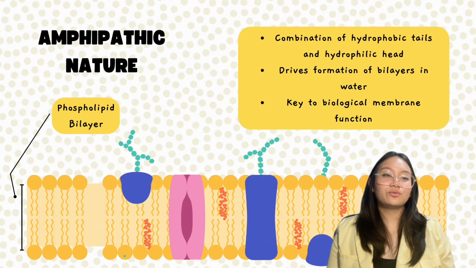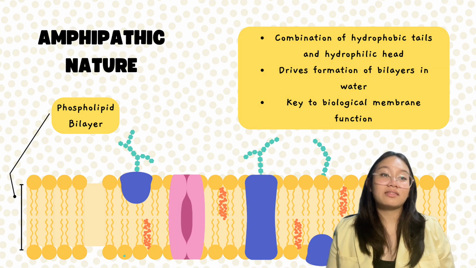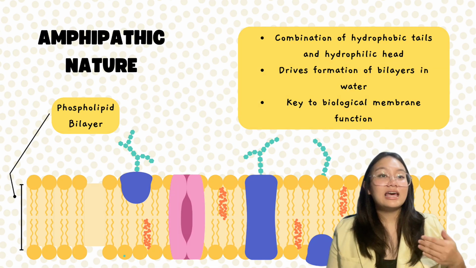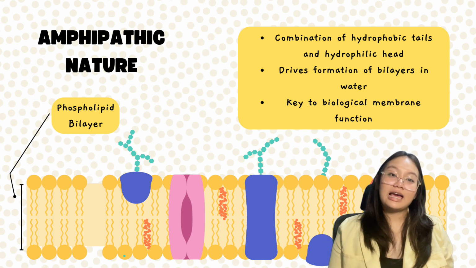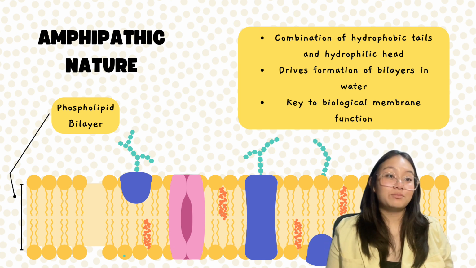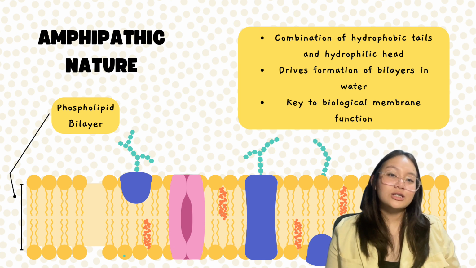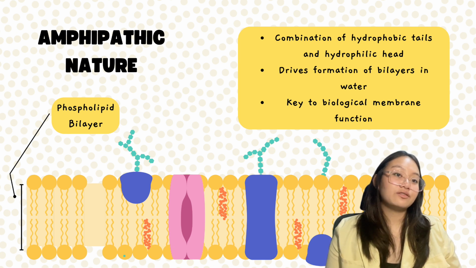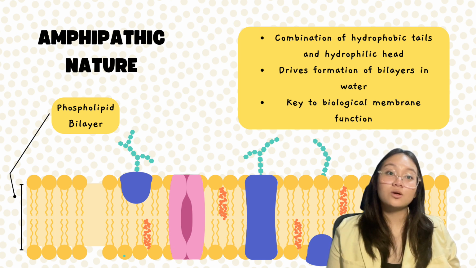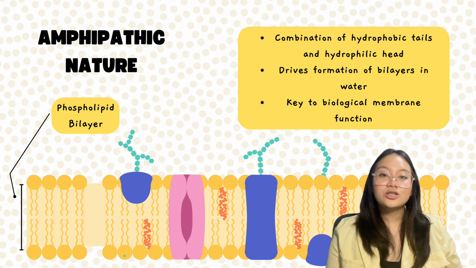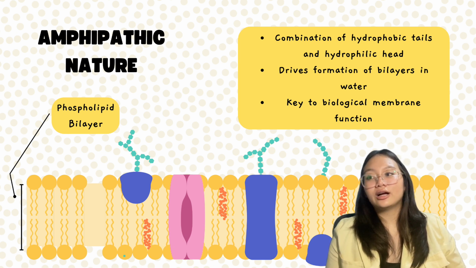Now let's revisit the amphipathic nature of phospholipids and summarize everything we've learned. Hydrophilic head plus hydrophobic tails makes it amphipathic. This unique structure drives the formation of the phospholipid bilayer, where the tails hide from water and the heads face the watery environment. So let's look at the bilayer diagram shown.